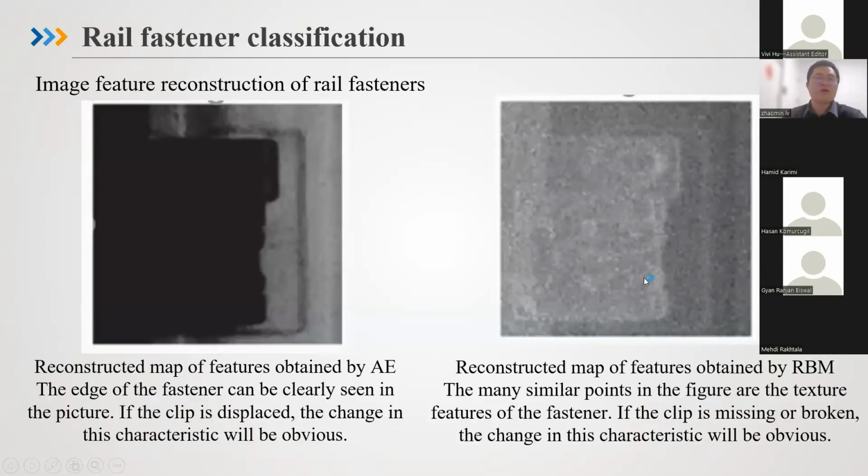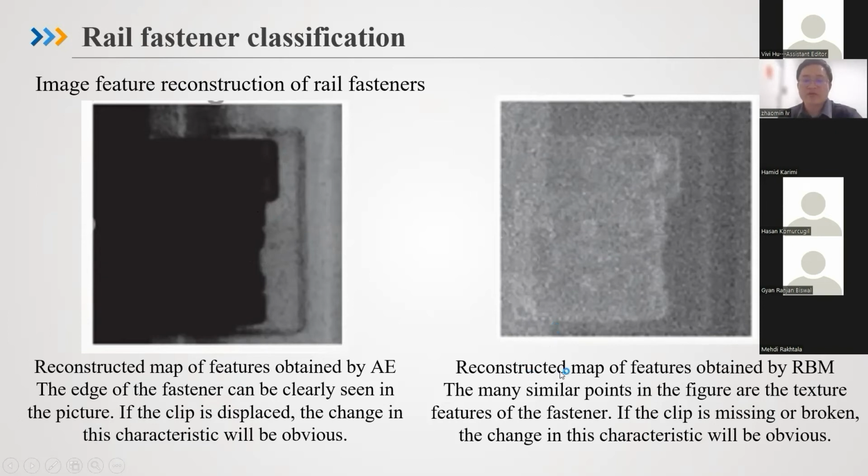And this is the result. This is the image feature reconstruction of the real fastener. This is the reconstruction map of the features obtained by the autoencoder. And the edge of the fastener can be clearly seen in the picture. If the clip is displaced, the change in this feature will be obvious, and we can easily find the fault.